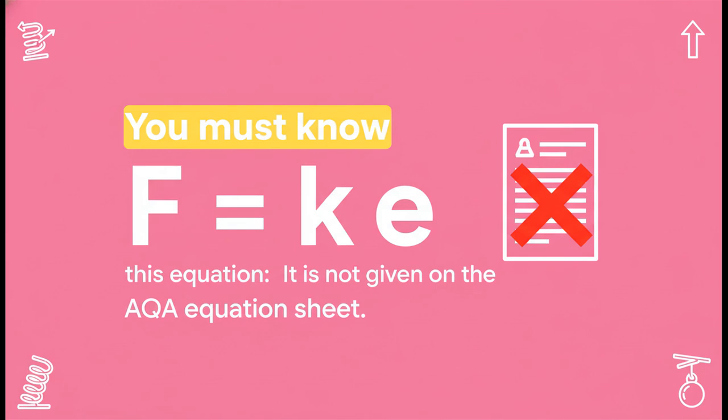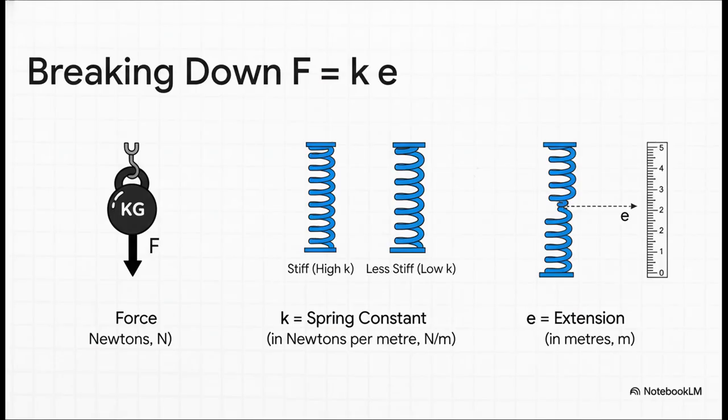And of course, in physics, a law means an equation. For Hooke's law, it's this: F equals k times e. Now listen up, this is super important. You have to memorize this one. It is not on the equation sheet they give you in the exam. You have to walk in knowing F equals ke. No excuses.